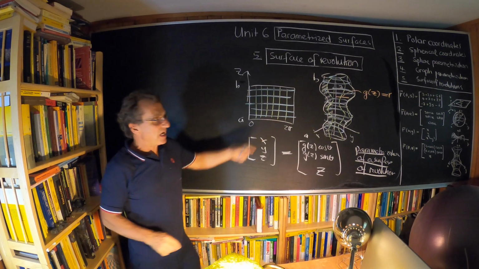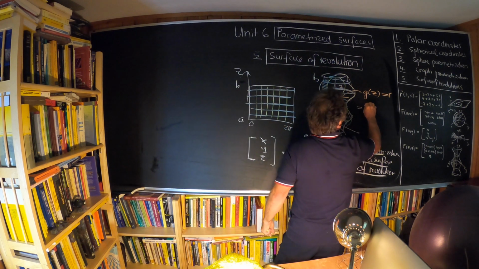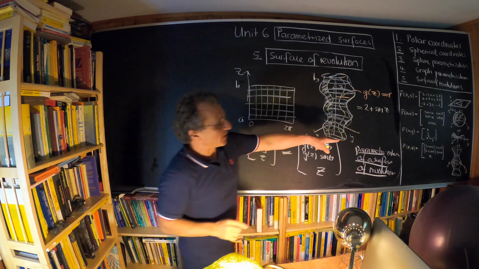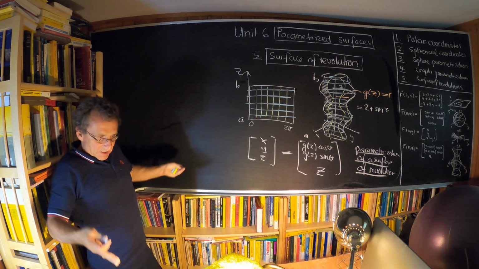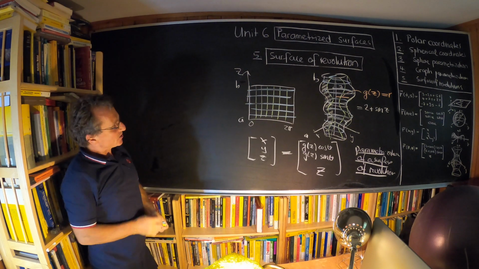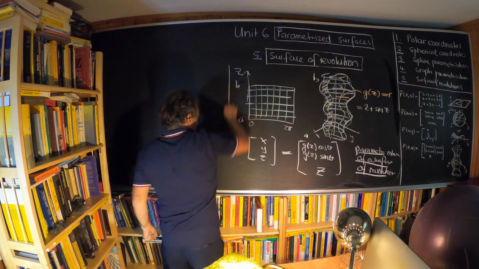In this case, maybe g of z is equal to 2 plus sine z. That would be an example like that. You see the radius changes when you go up and down. Surfaces of revolution.